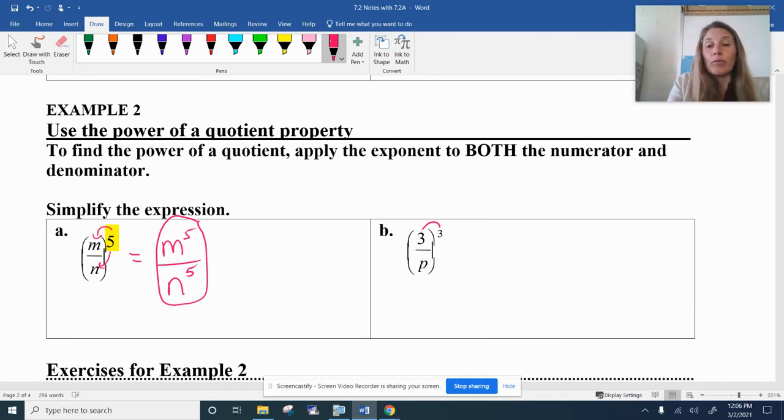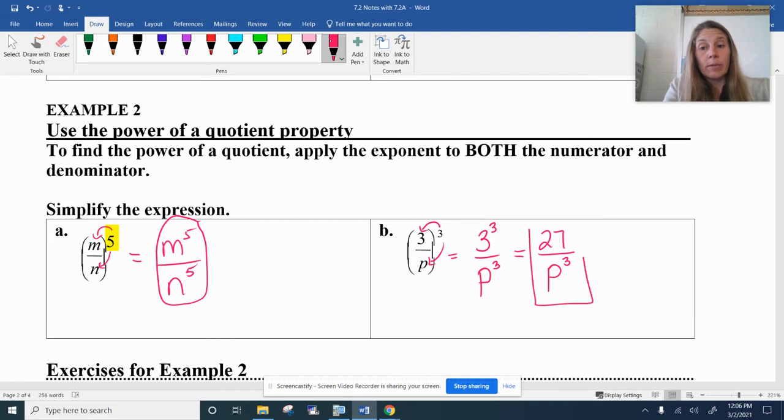Example B, this 3 here is going to go to both the numerator and the denominator. Now, in the last one, we just had variables. There wasn't much else we could do, but here, since the numerator is 3 to the 3rd power, you could work that out on your calculator, and it would be 27. And then the p is just going to stay p cubed.